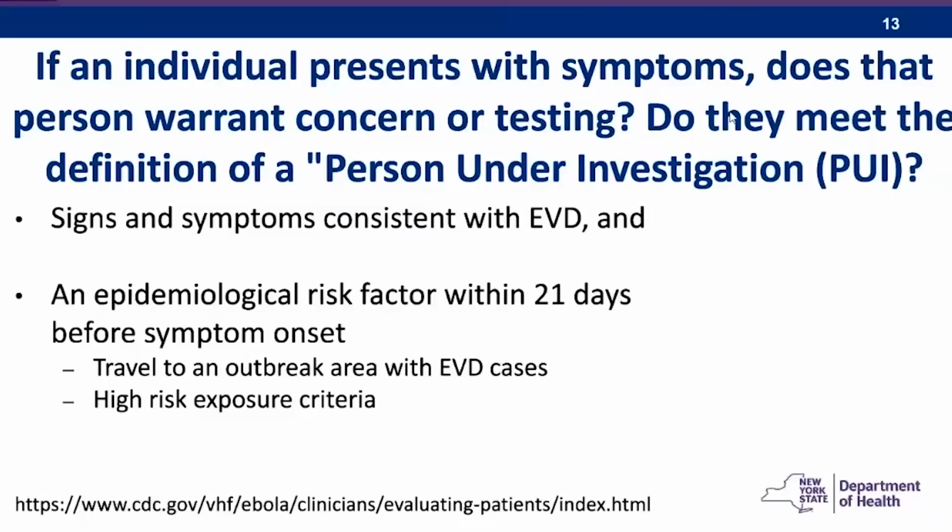So if an individual does present with symptoms, does that person warrant concern or testing? Do they meet the definition of what a person under investigation actually is? What we're looking for here are people that have signs and symptoms that are consistent with EVD, and an epidemiologic risk factor within 21 days before symptom onset. That includes travel to an outbreak area with EVD cases, and it includes those high-risk exposure criteria that Dr. McDonald had talked a little bit about earlier. Those are the people that would meet the definition for a person under investigation.